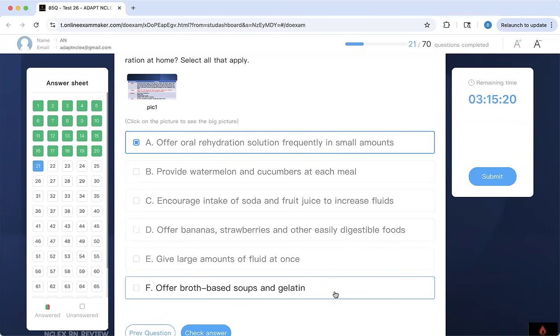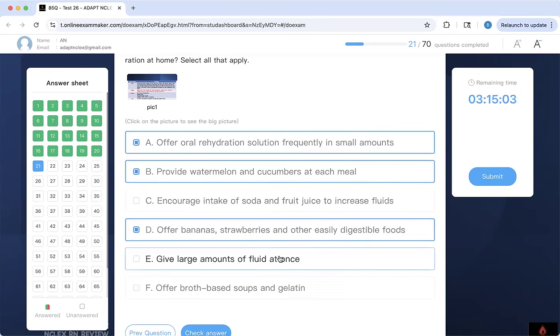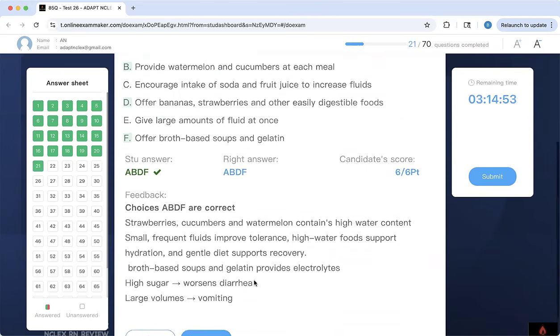Watermelon and cucumber hold on to water. They have a lot of water. If you want to hydrate the kid, give them watermelon and cucumbers. Soda, fruit juice, dehydration, too much sugar. Banana, strawberry, hold on to water. Easily digestible food is very good. It has water in it. Large amount of fluid, you're going to vomit. And broth and soup and gelatin has some electrolyte in it. This will help with the kid.